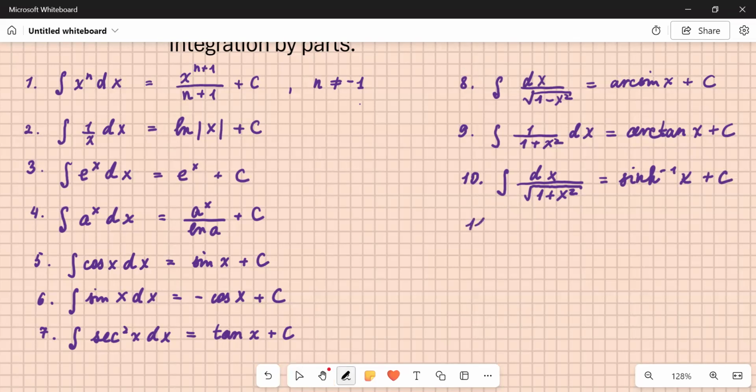One more, number 11. And when you do have dx over 1 minus x squared, similar to arctangent, right? It's going to give us hyperbolic tangent inverse. You can write down hyperbolic arctangent. So they are kind of symmetrical.